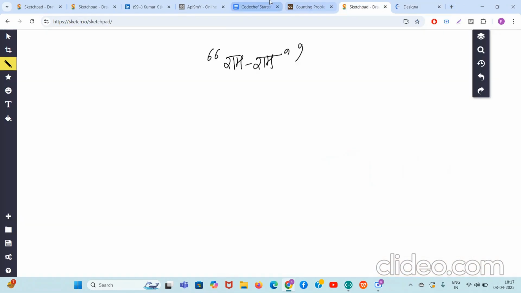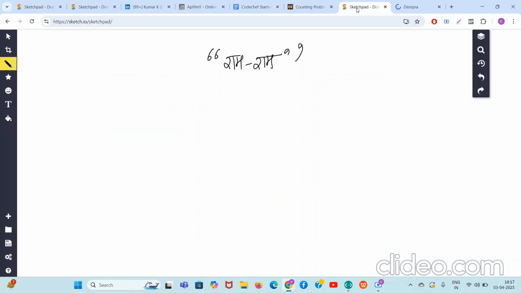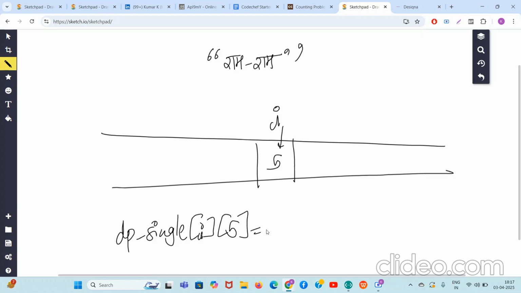So guys, the first trick is that dp single[i][j] should be clear. dp single[i][j] means the number of valid single-length sequences which can end with the number j at index i. This solves the whole problem. Let's say at index i the number is 5. So what will be dp single[i][5]? It means how many sequences are possible where only a single 5 is there, if you consider all possible arrays.